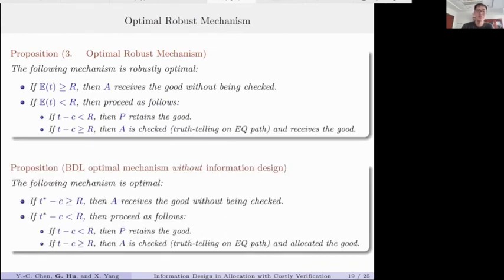And we can actually compare this result with the benchmark optimal mechanism from BDL. The robust mechanism uses the mean as a reference, but the original optimal mechanism uses the special type T star as a reference. And those two mechanisms will deliver the same payoff to the principal in some cases, and in some other cases, the payoffs will be a bit different.